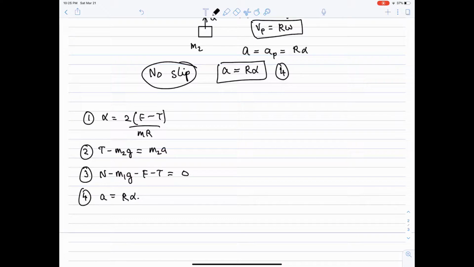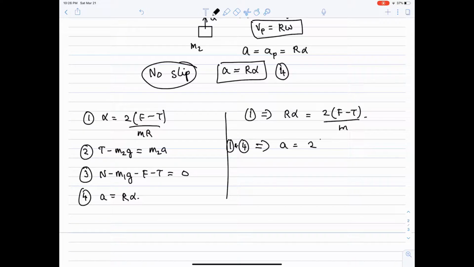How do you do that? First of all, we can either solve for a or alpha. Let's actually perhaps solve for a first. So rearranging 1, so 1 implies r alpha equals 2F minus T divided by m, and then using 4, you can essentially plug in r alpha equals a. So you get a equals 2F minus T divided by m.